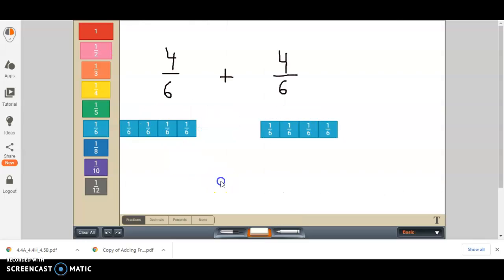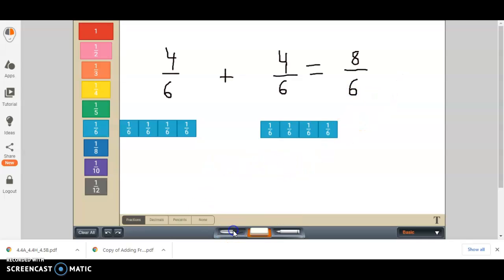Now let's look here. What if we have something a little bit larger? So 4/6 plus 4/6. If I want to represent this as a fraction, right? 4 plus 4 equals 8. And so I will have 8/6.